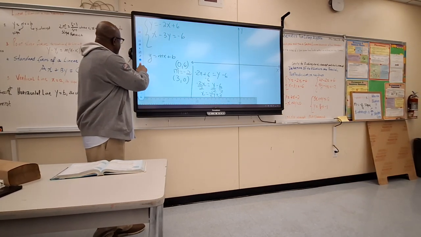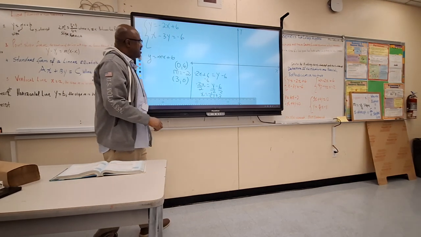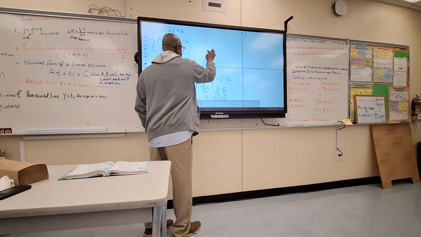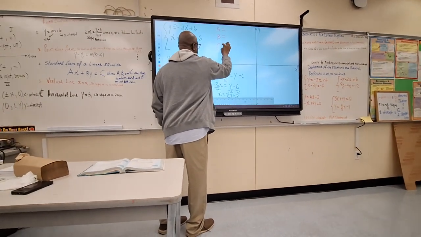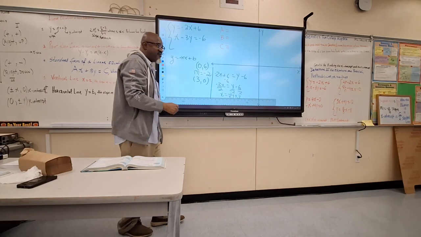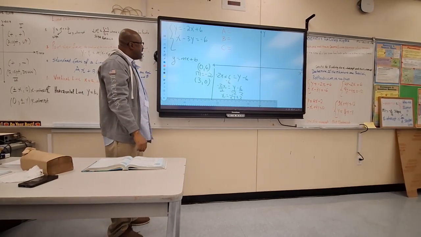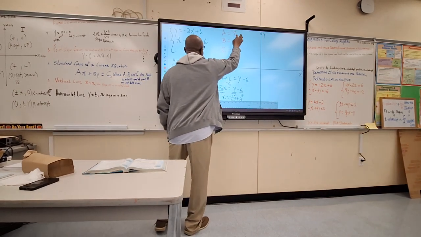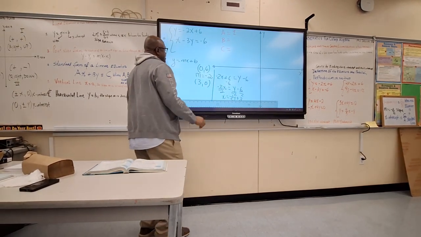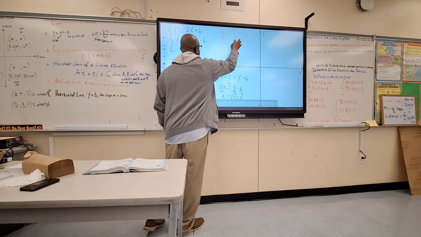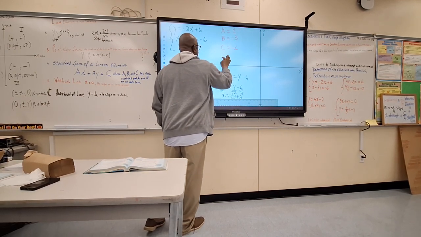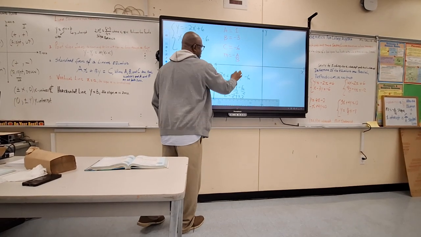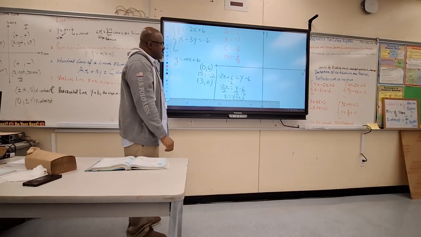What form is that? So let's identify A, B, C. Only when it's in standard form can you do that. Otherwise you have to solve for x, you have to solve for y. What is A? 1. Invisible 1. What is B? Negative 3. And what is C? Negative 6. So I can find my slope according to this formula, negative A over B.